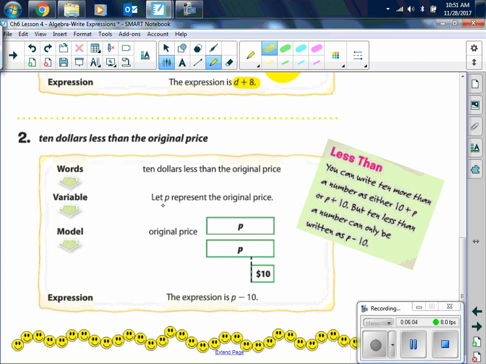So here, they said P is going to be the original price. Now, we're going to look to see how we are going to change that. We want $10 less than that P, that original price, right? If we want $10 less than something, what's the operation we're going to do? We're going to subtract. And how much are we going to subtract? 10. So here, you're going to subtract the 10 away from the P. You see that? And that's going to give us P minus 10.